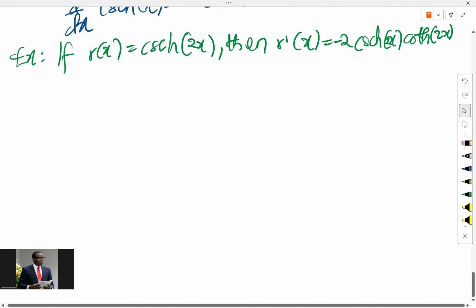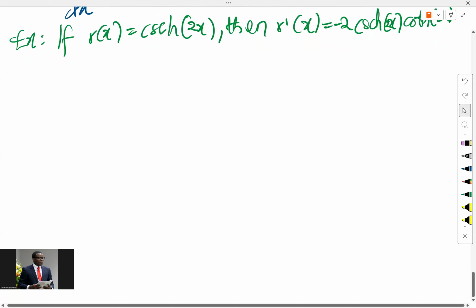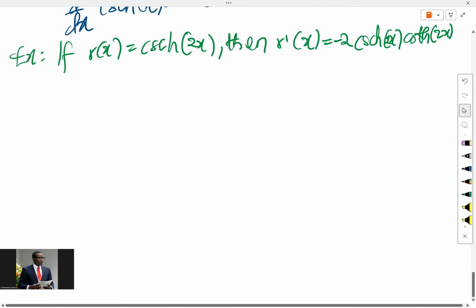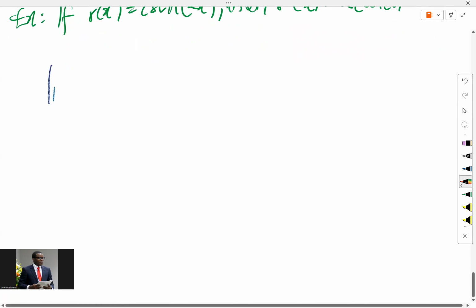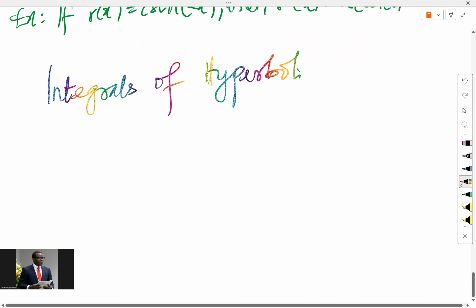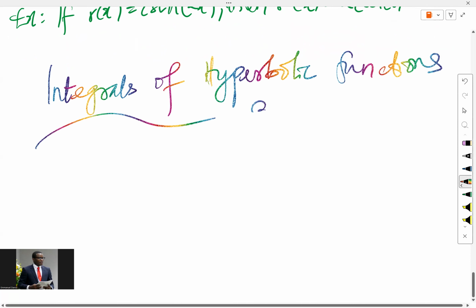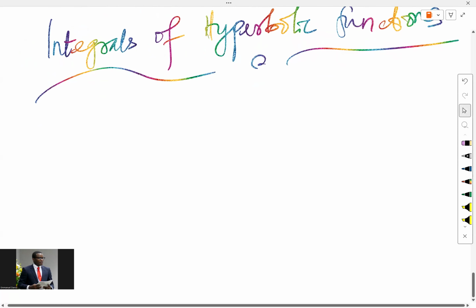So with that, we come to the end of differentiation of hyperbolic functions. So let's quickly talk about the integrals. Integrals of hyperbolic functions.